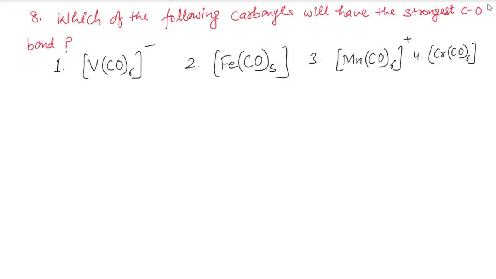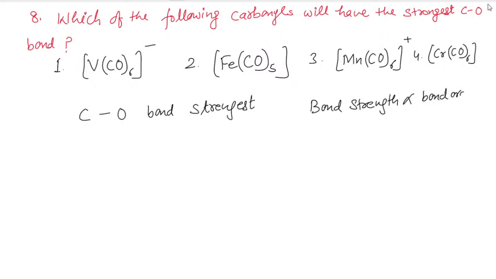Yes. Now, which of the following carbonyls will have the strongest CO bond? CO bond strongest, and you know bond strength is proportional to bond order and inversely proportional to bond length. And you know, when back donation is more, bond order is less. So strongest bond means, strongest.